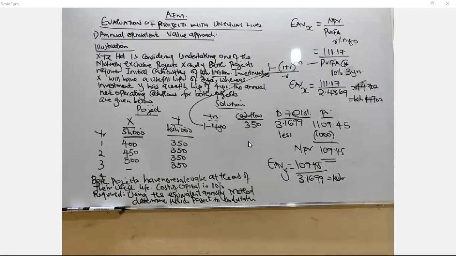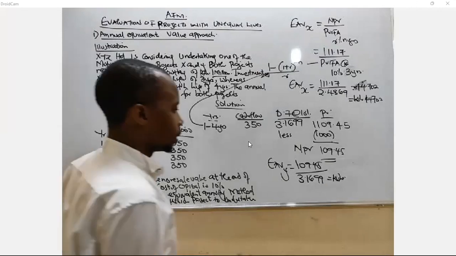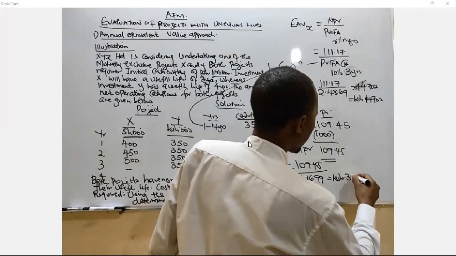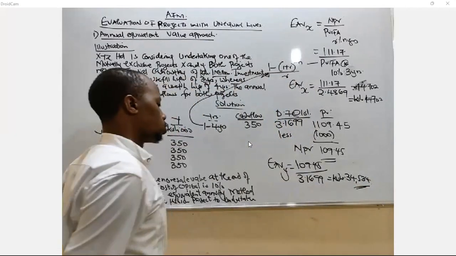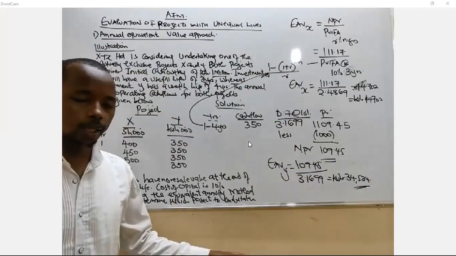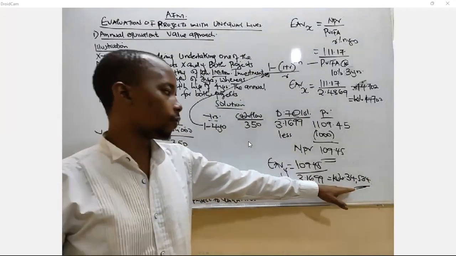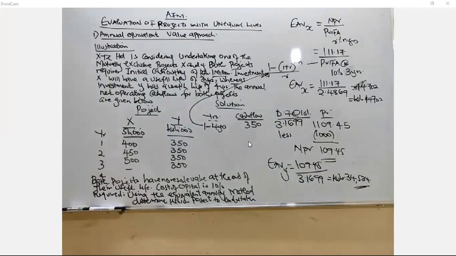$34.53, or equivalent, you can write it as 4,534. I know you can be able to get that. 4,534. This is what you can be able to get at the end of the day. That is how you normally do the question regarding the annual equivalent values approach. That is how you can be able to do them.